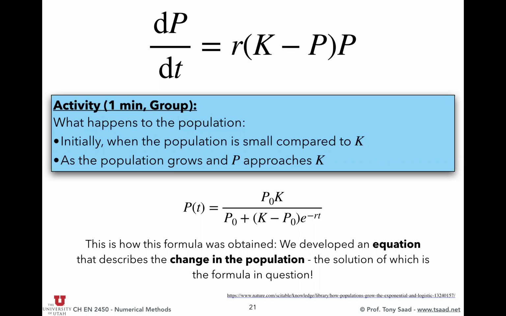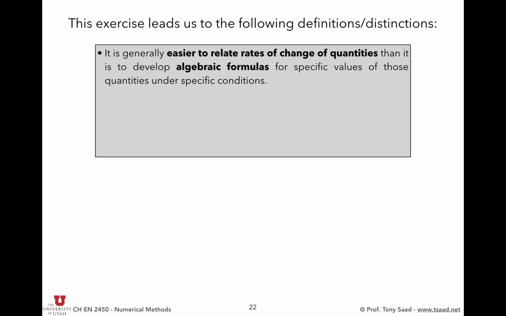This entire exercise, we're not going to care about populations particularly in this course, but this exercise was to motivate why we need things with rates of change in them. It's because it's actually easier to deal with rates of change rather than quantities themselves. So this leads me to the following conclusions. One, it is generally easier to relate rates of change of quantities together rather than it is to develop an algebraic equation or formula for a specific value of the quantity in question.